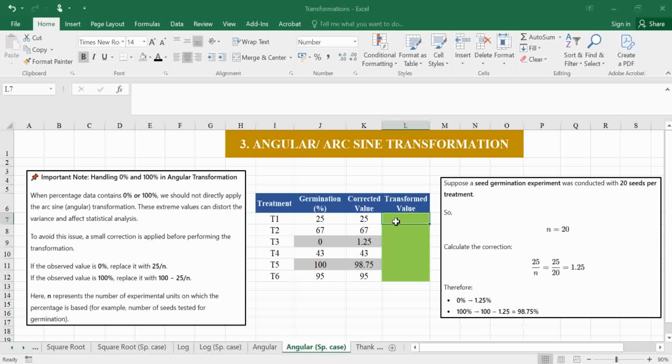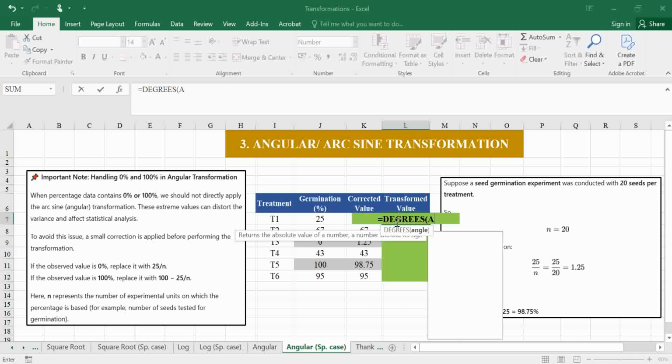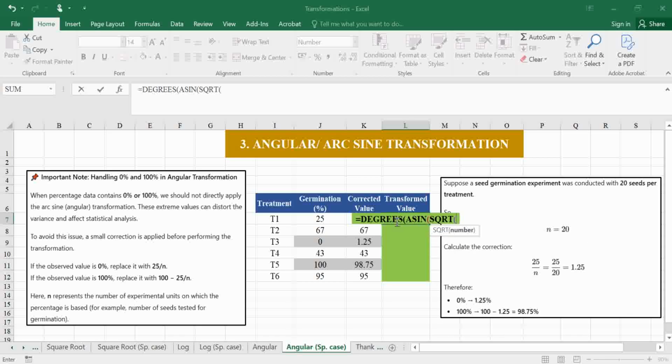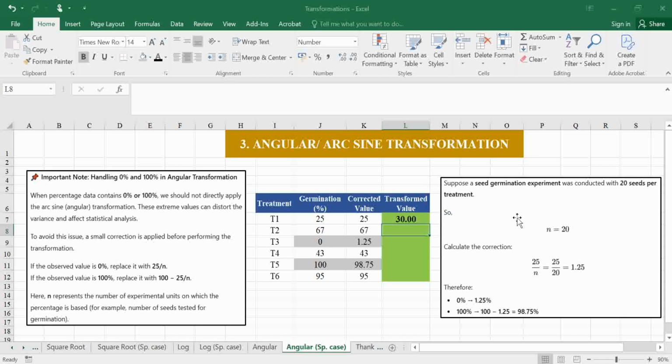Now for transformation, the formula is equal to DEGREES, bracket open, ASIN, bracket open, SQRT, bracket open, our corrected value divided by 100, bracket over, and enter. So we get the transformed value. These are our transformed values which are to be used for further analysis.